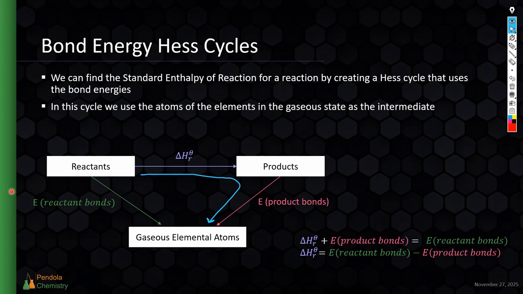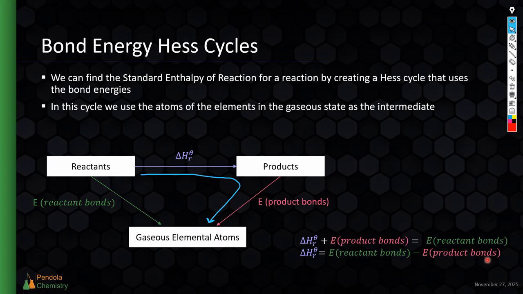And so again, most of the time you will not actually need to draw out the Hess cycle. Maybe 10% of the questions will ever ask you to actually do that. But using this equation is very useful for the mathematics. The enthalpy change of the reaction is equal to the bond energy of the reactants minus the bond energy of the products. Now, let's take a pause here because you could just memorize this equation.